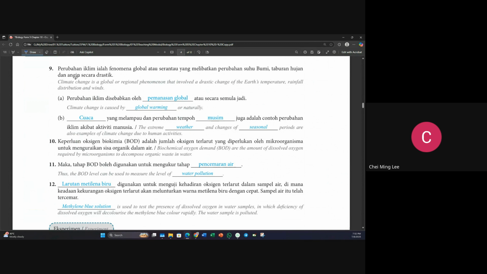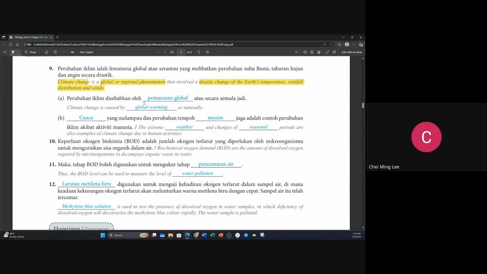So climate change is a global or regional phenomenon which has a drastic change of Earth's temperature, rainfall distribution, and also wind blow.